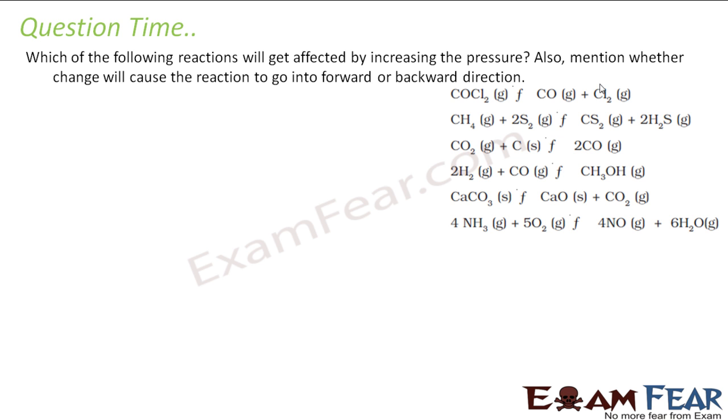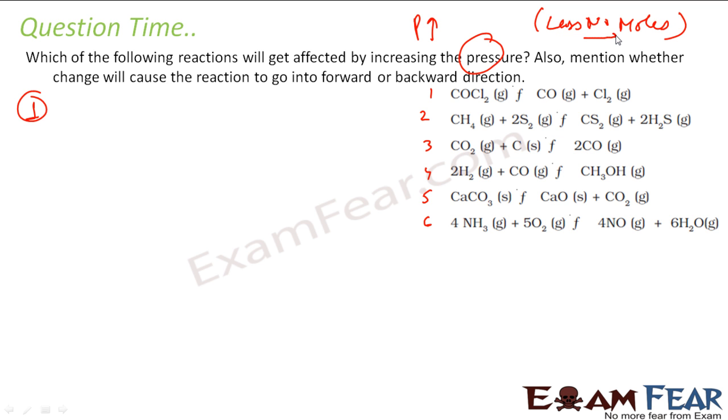Let's take one more example. The question says how will the reaction be impacted by increasing pressure, and also mention whether it will go in the forward or backward direction. Let me number the reactions 1, 2, 3, 4, 5, 6. Let's take 1. We have 1 mole here and 2 moles here. If pressure is increased, it moves towards less number of moles. Which side has fewer moles? This side. So it will move in the backward direction.